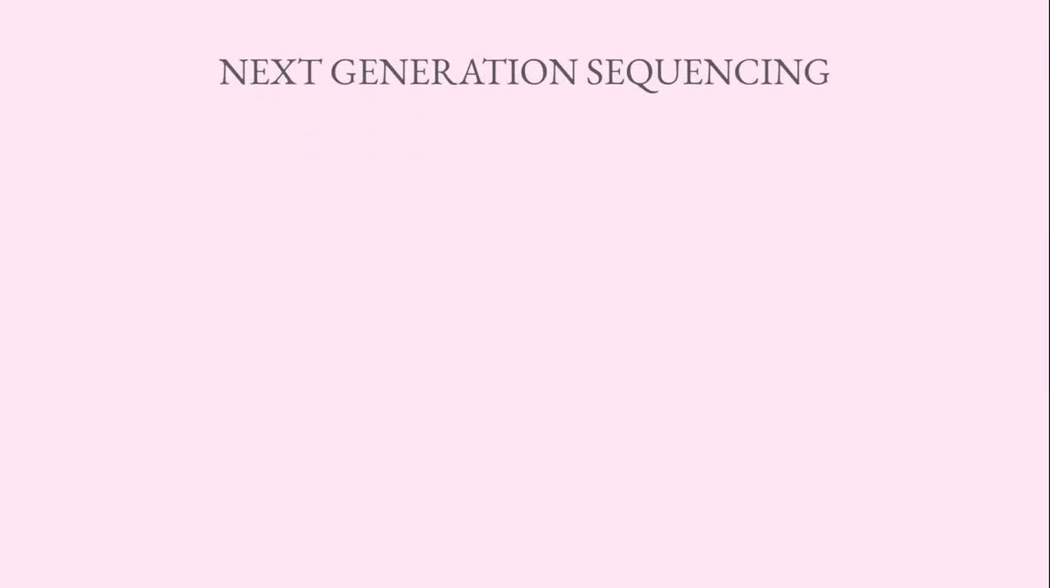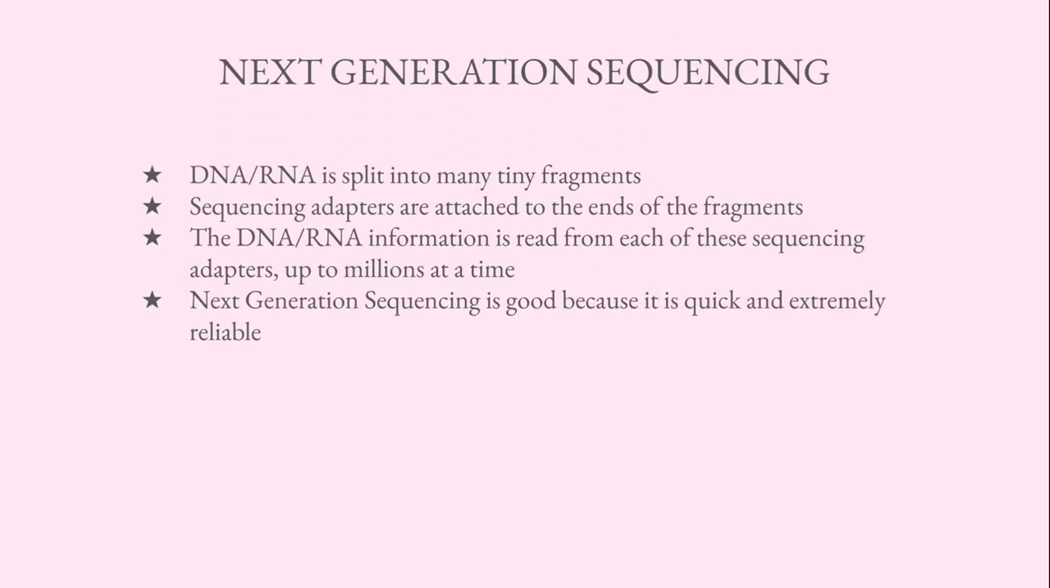Next generation sequencing. This is when DNA or RNA is split into many tiny fragments. Sequencing adapters are then attached to the ends of these fragments. The DNA and RNA information is read from each of these sequencing adapters, and it can read up to millions of them at a time. Next generation sequencing is great because it is very quick and extremely reliable.